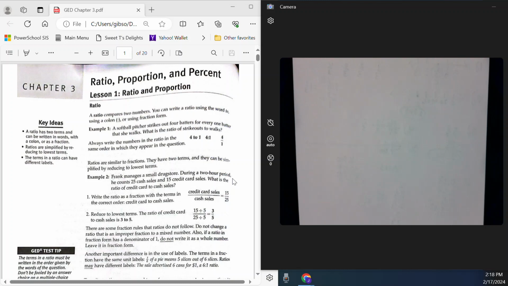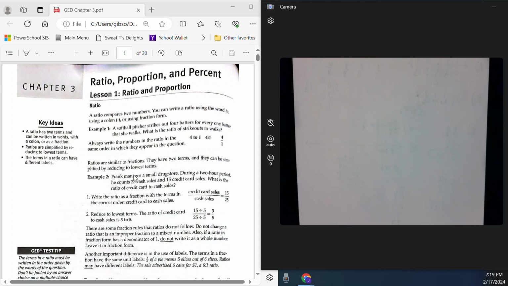Now it says here, ratios are similar to fractions. They have two terms and they can be simplified by reducing to lowest terms. Frank manages a small drugstore. During a 2-hour period, he counts 25 cash sales and 15 credit card sales. What is the ratio of credit card to cash sales? Number one, write the ratio as a fraction with the terms in the correct order. Credit card to cash sales.